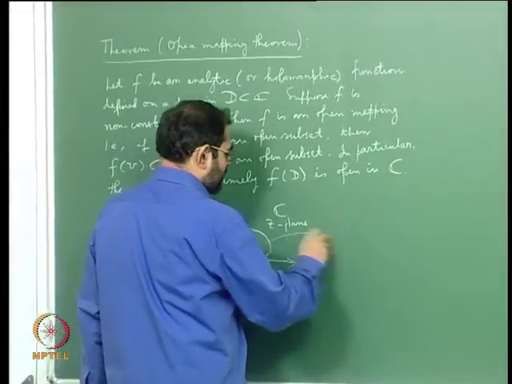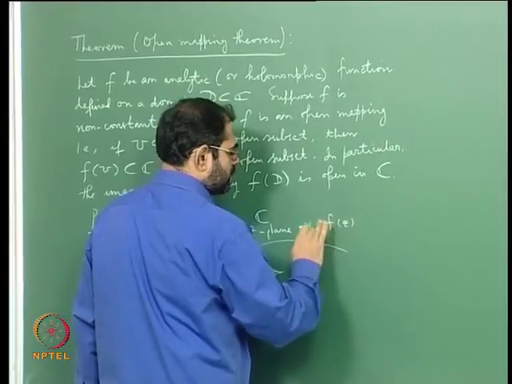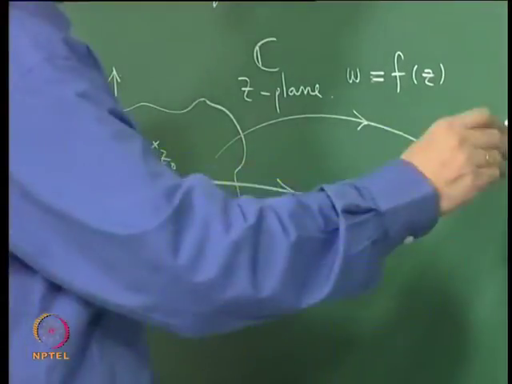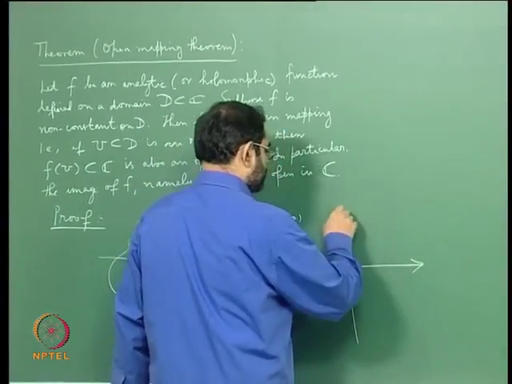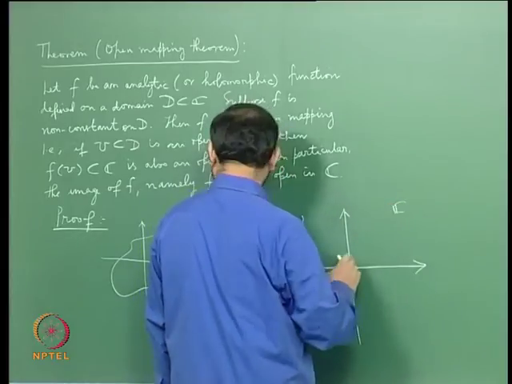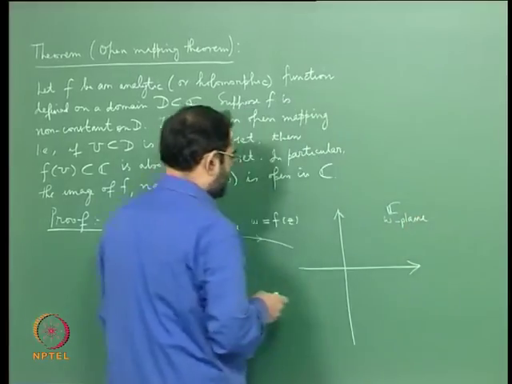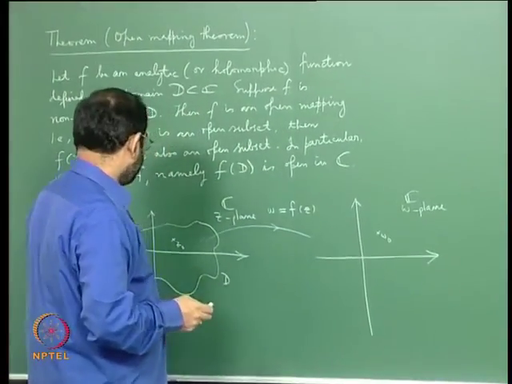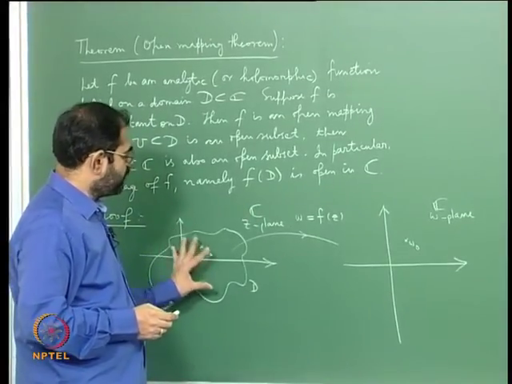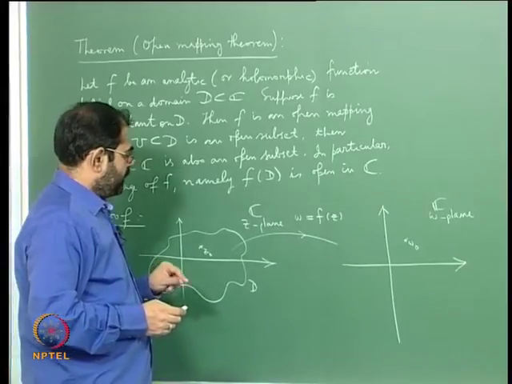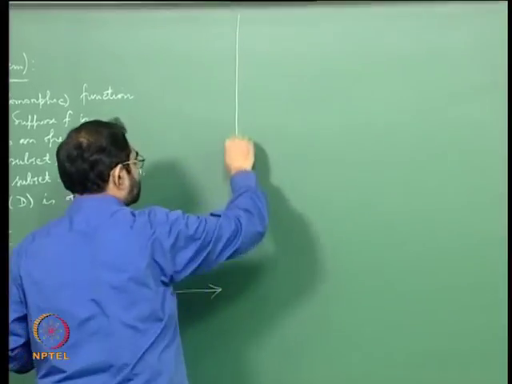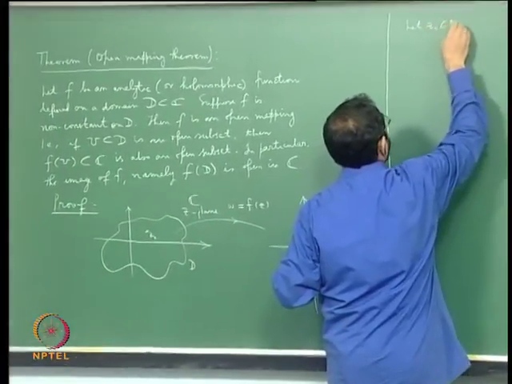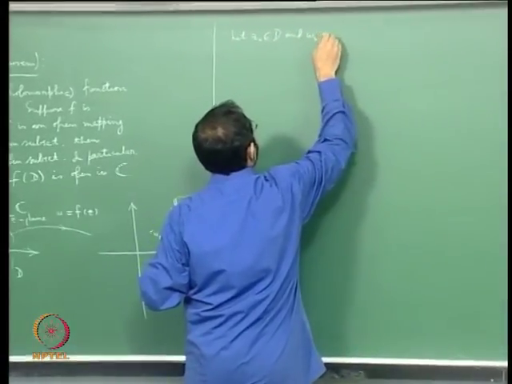And then I have this mapping w equal to f(z), which takes any point, if I start with the point z0, it will map it to a complex value. The values are taken in another copy of the complex plane, which is called the w plane or the omega plane, and z0 goes to some w0. And what we want to show is that the image of any open set is open. So let z0 be a point of D, and w0 be equal to f(z0).